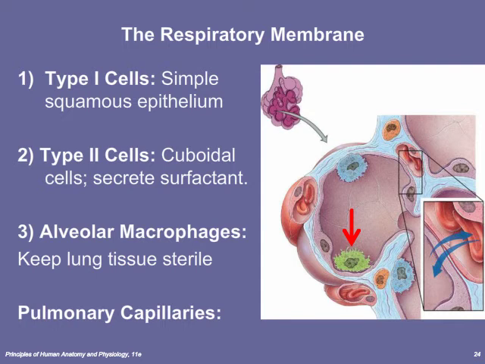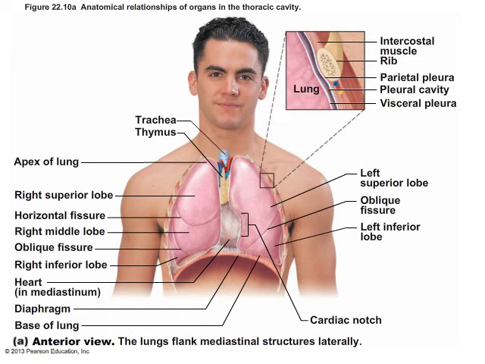And finally, I should also point out the pulmonary capillaries. You can see the pulmonary capillaries at 6 o'clock and also at 9 o'clock, and basically they form a mesh network around each of the alveoli. And this is where the oxygen is going to move to once it crosses the alveolar membrane into the pulmonary capillary.